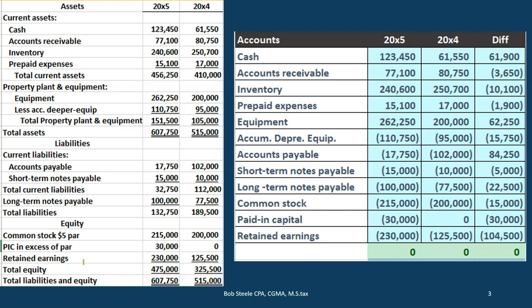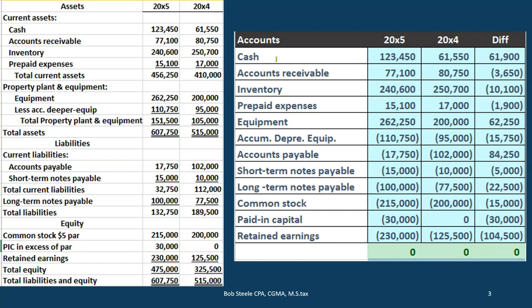So the way a statement of cash flows will be created generally is that we'll take a look at the financial statements, and then we'll put a worksheet together, the worksheet being over here, and then we'll take that worksheet and create the statement of cash flows from it. So that's going to be our strategy, that'll be our process.